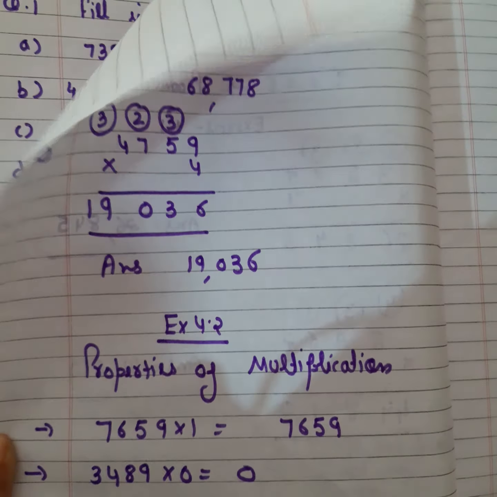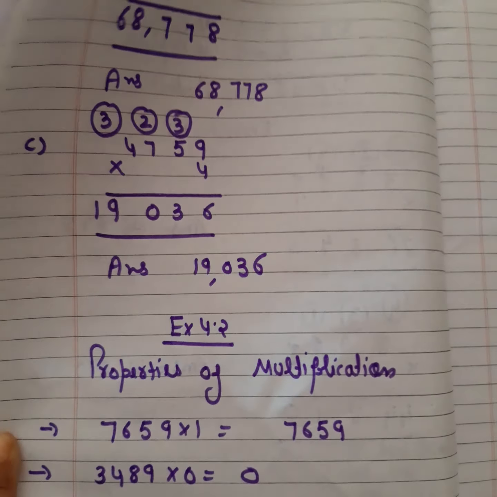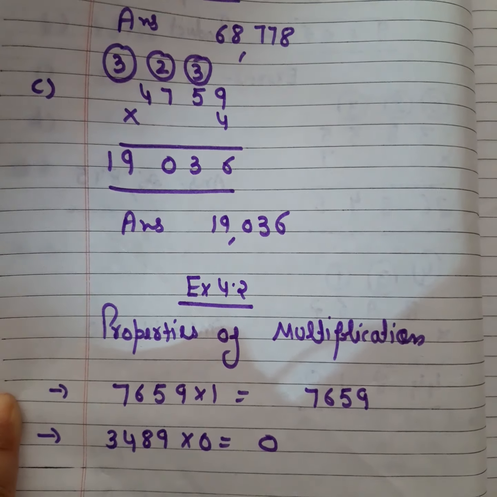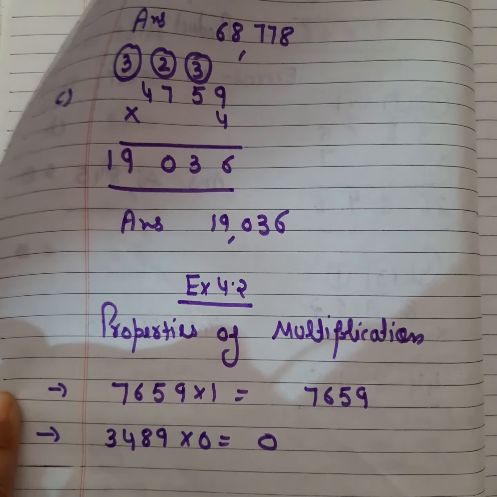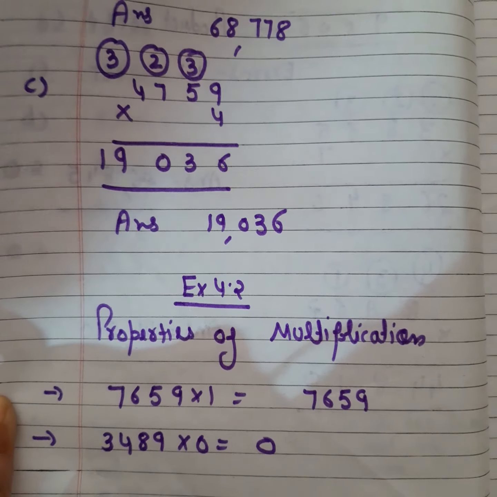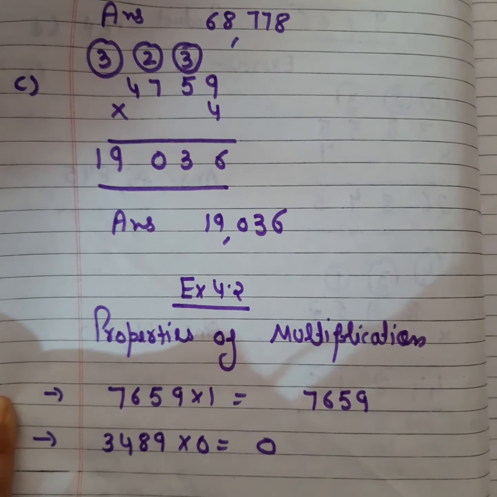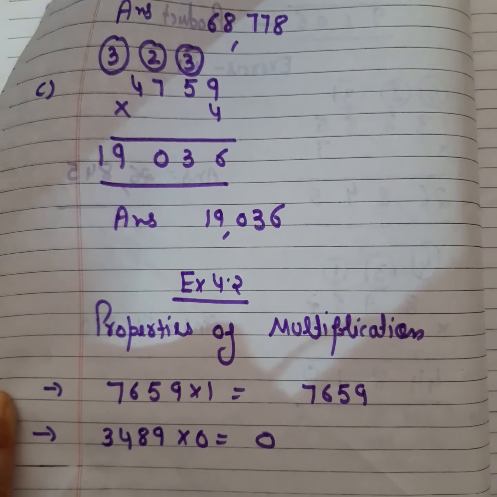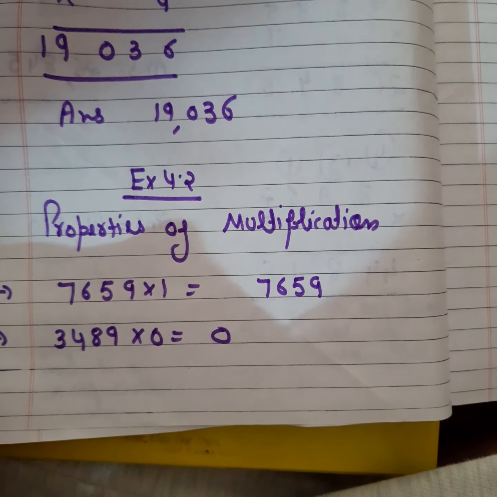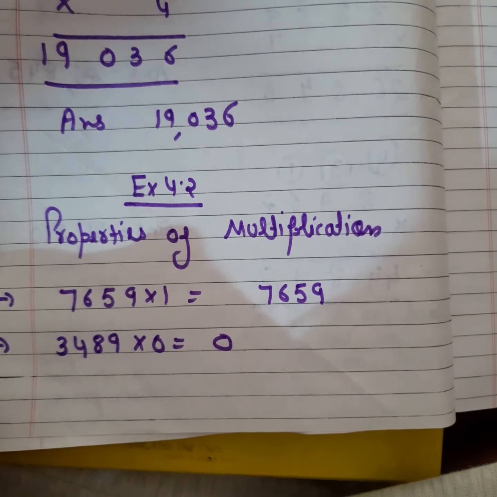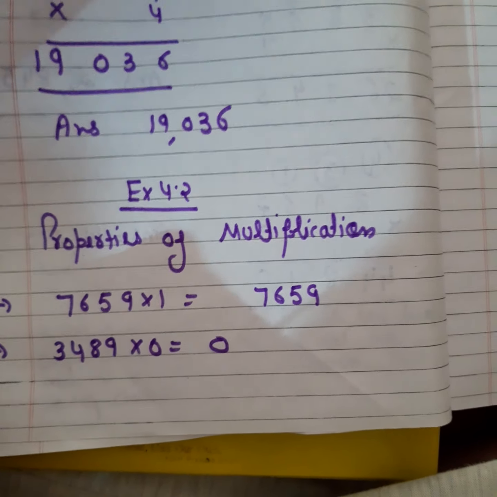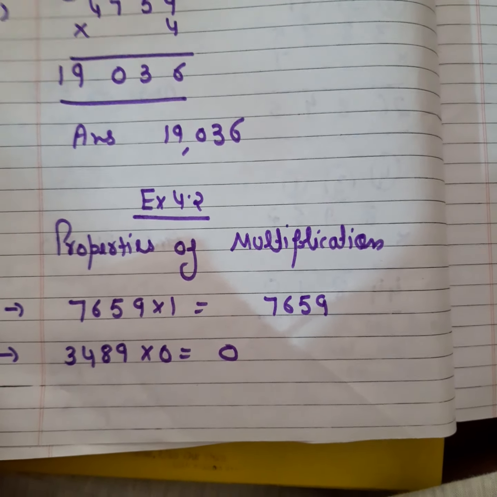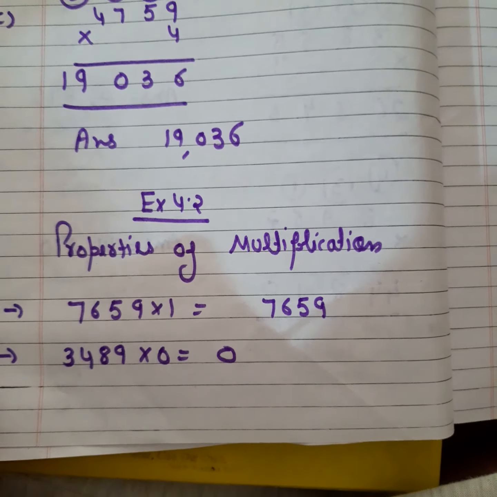Now properties of multiplication, that is covered under your exercise 4.2. Our first property is, if you multiply a number with 1, you will get the same number. If I multiply 1 with 2, my answer will be 2. If I multiply 1 with 5, my answer will be 5. If I multiply 1 with 1 lakh, my answer will be 1 lakh. If I multiply 1 with 5,000, my answer will be 5,000. It means if I multiply with any number, my answer will be the same.